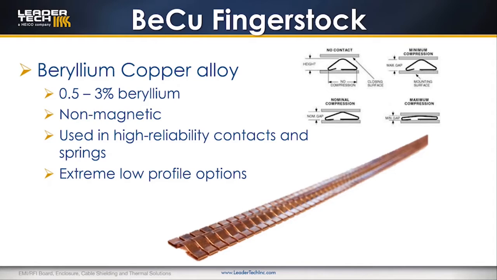Beryllium copper alloy is composed of 0.5% to 3% beryllium and is non-magnetic. It is used a lot for high reliability contacts and springs. We offer a variety of shapes and offer some extreme low profile options like the one pictured here. You can see a profile view or side view of a shape in 4 different stages of compression. There's the initial stage with no contact, the minimum recommended compression, nominal compression, and then the maximum recommended compression.